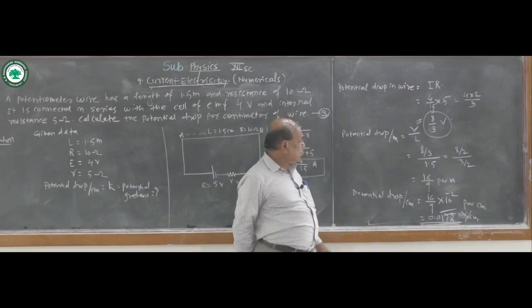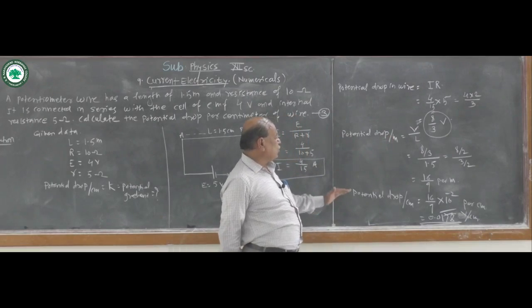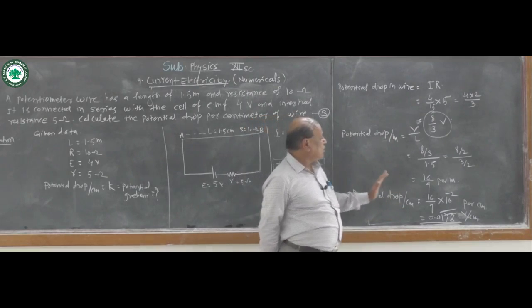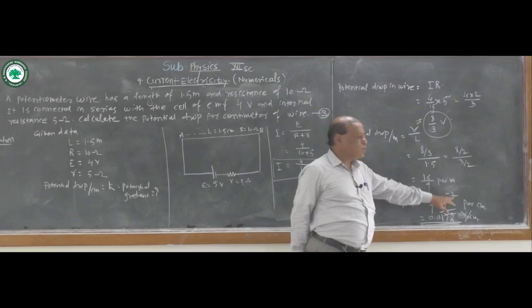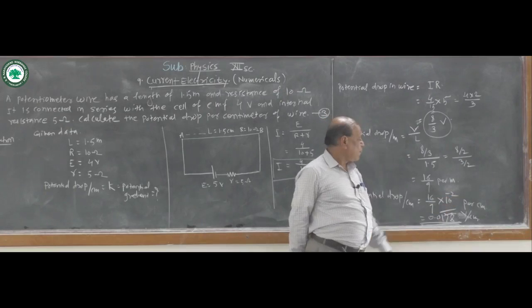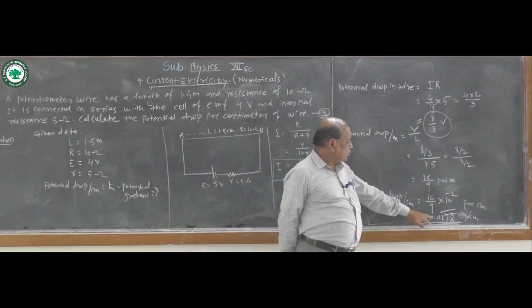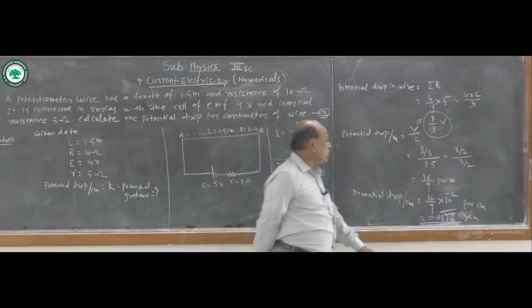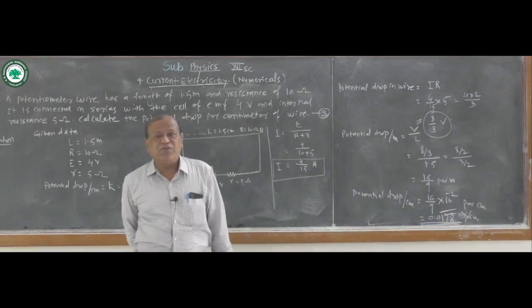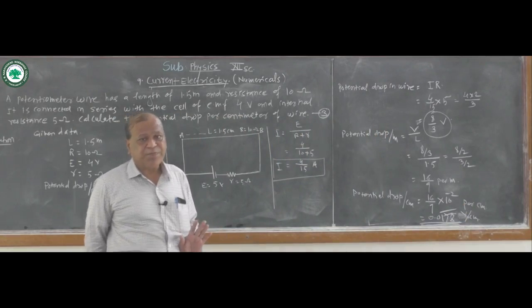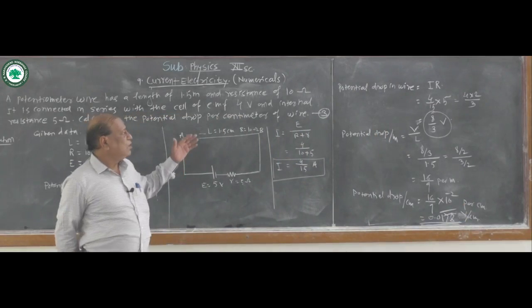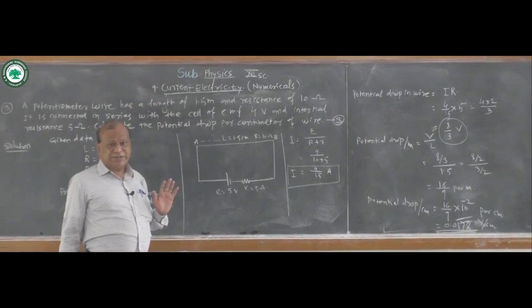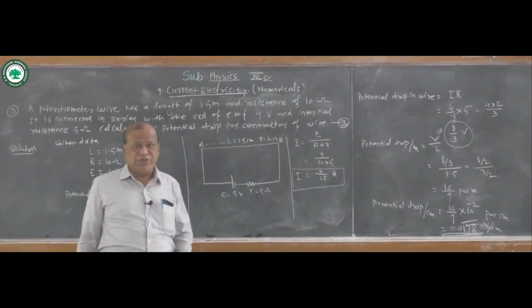We have to convert that into potential drop per centimeter. Multiplying by 10⁻² we get the answer 0.0178 potential drop per centimeter. Okay, in this way we can solve a number of problems concerned with current electricity. Now we can stop here.